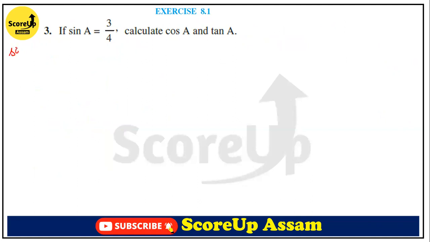Solution of question number 3. If sin A is equal to 3 by 4, calculate cos A and tan A. Okay, so now if you draw a triangle like this, suppose this is our A, this is B, and this is C.